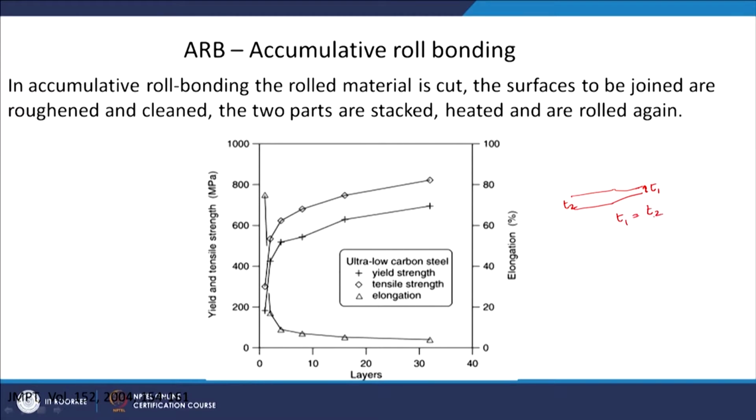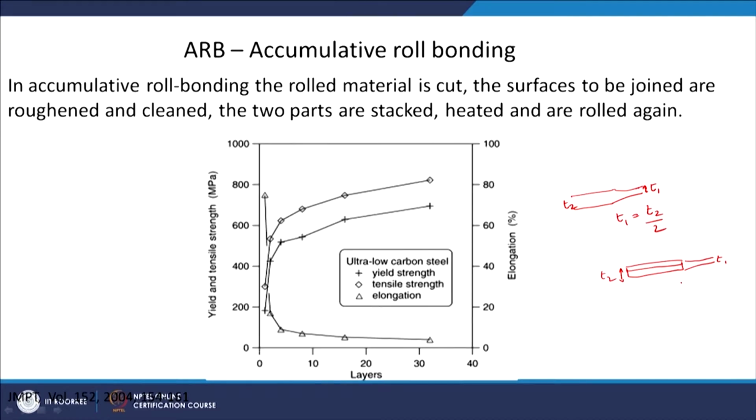T2 is equal to half of T1. So, once you have this T2 thickness, now you cut it and again fold it. So, you put it one over another. Now again it has become T1 and again you will be rolling it and making it T2. Again you will do the stacking.